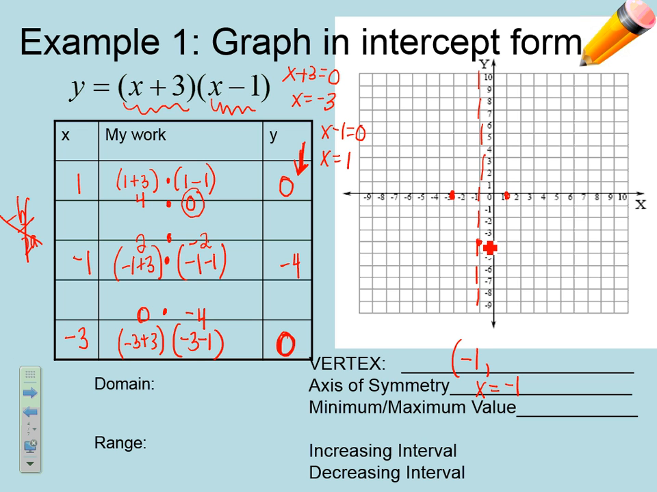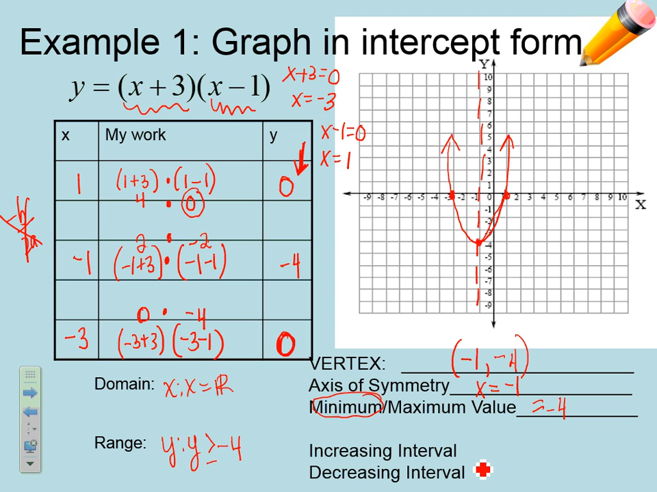Okay, now that I have those 3 points, I can make a nice U-shape, make sure it looks like a U and not a V, okay? And I can go ahead and answer all these questions. Do I have a maximum or a min? Well, I have a minimum value, and that value is negative 4. My domain is x such that x equals all reals. My range is y such that y is greater than or equal to negative 4.